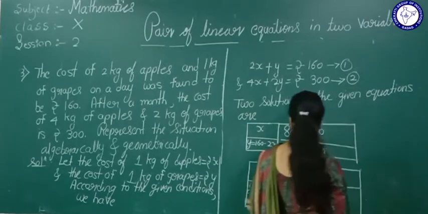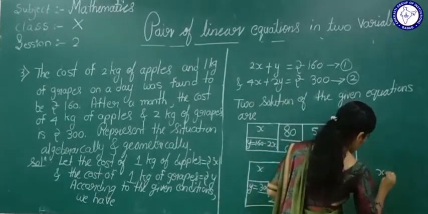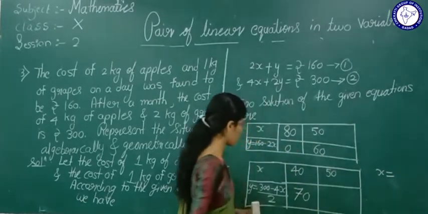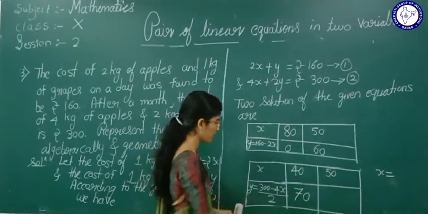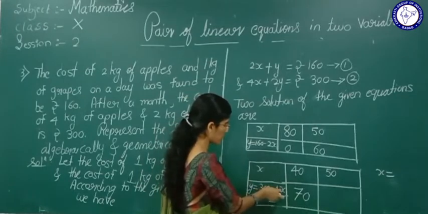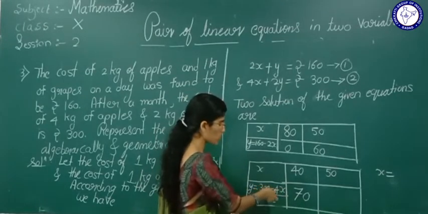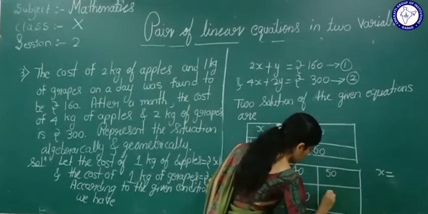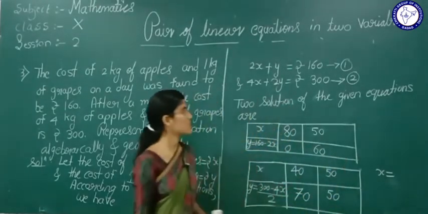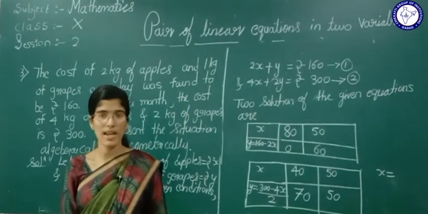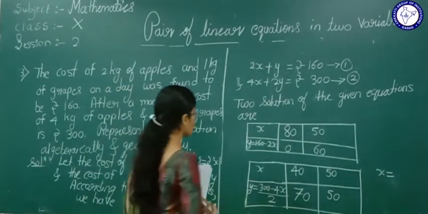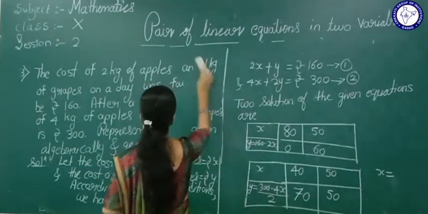Okay. In the same way, if I put x value 50, what will I get for y? 4 into 50 is 200. 300 minus 200 is 100. 100 by 2 is 50. So these are the solutions of equations 1 and 2. This is nothing but the algebraic method. Now we will find out the solution graphically.